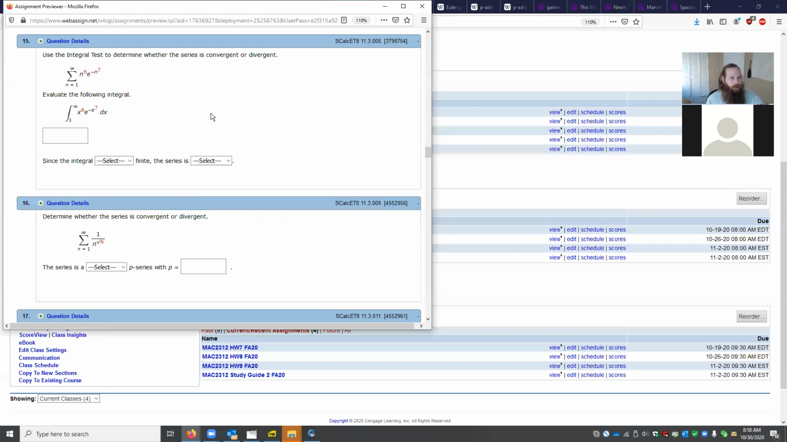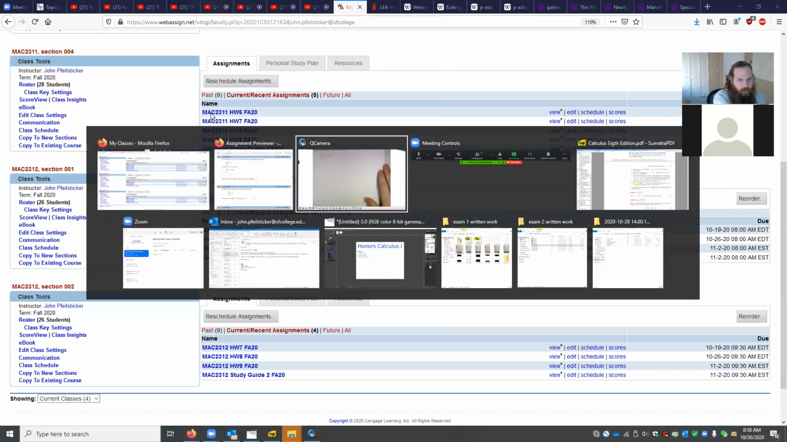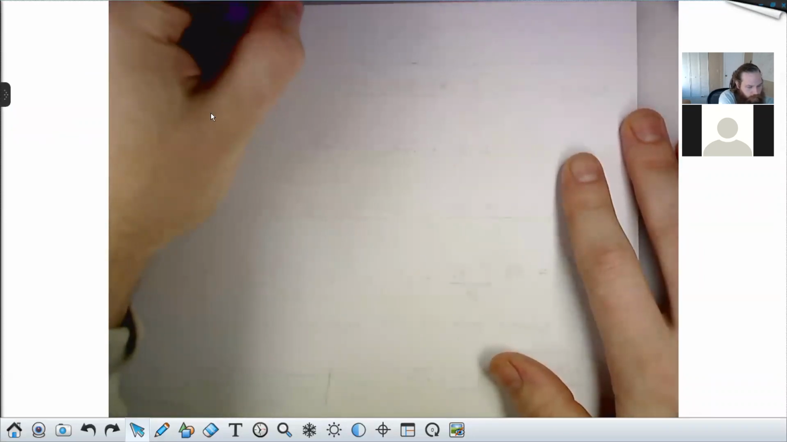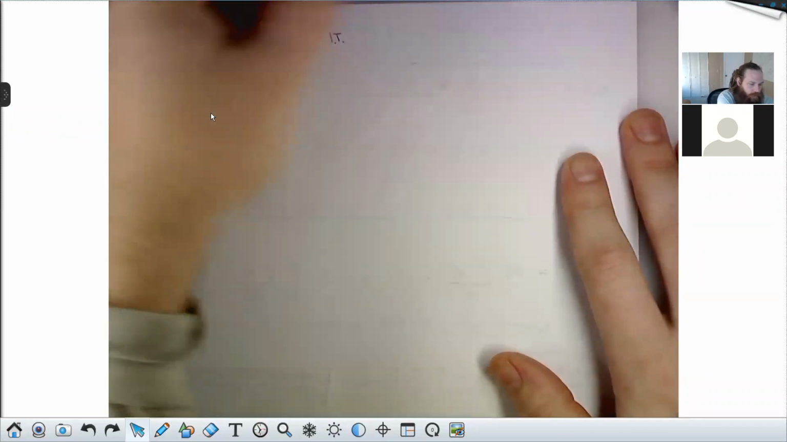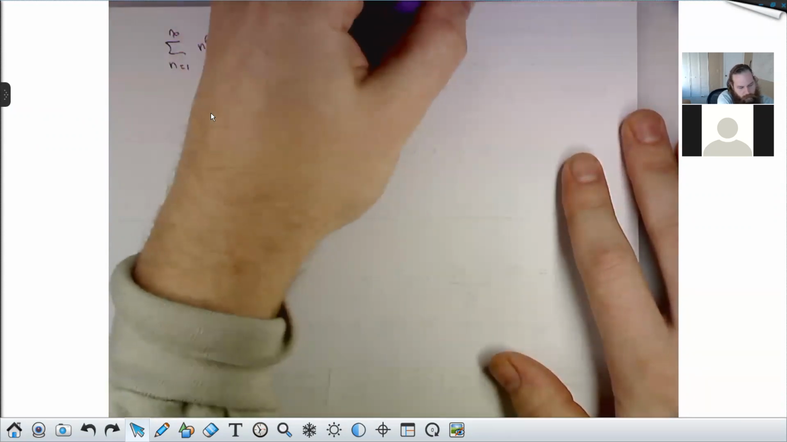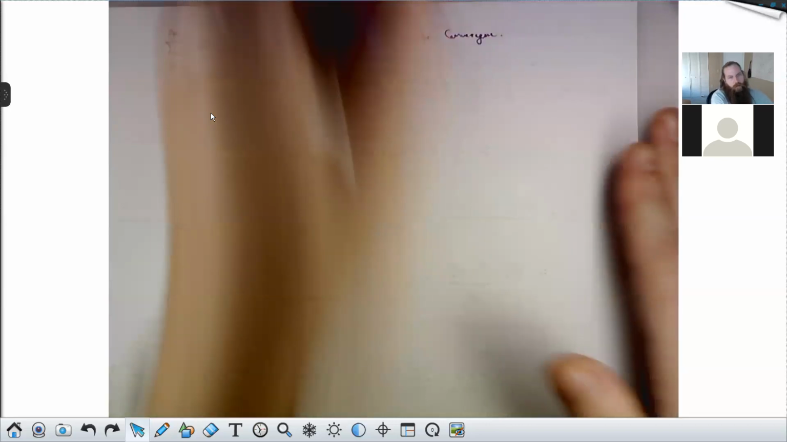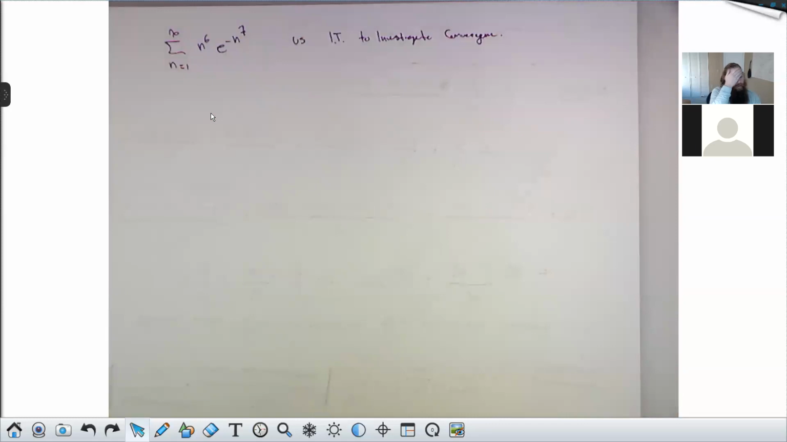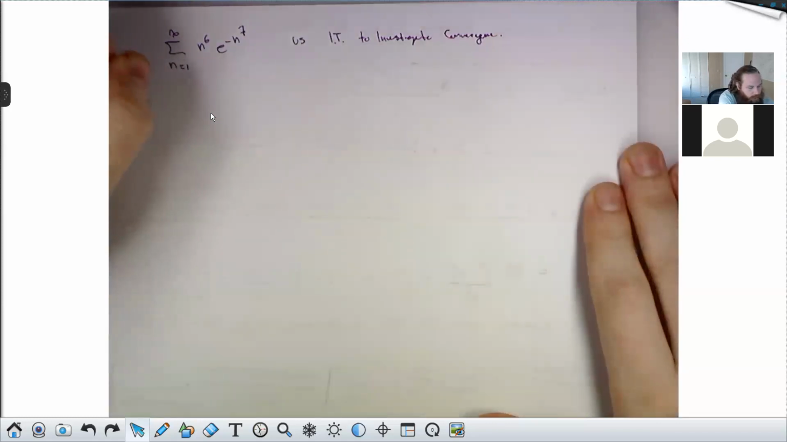Here we're given the sum from n equals 1 to infinity of n to the 6, e to the minus n to the 7. Write it down. And they tell us to use the integral test to investigate the convergence. All right. So we're using the integral test.